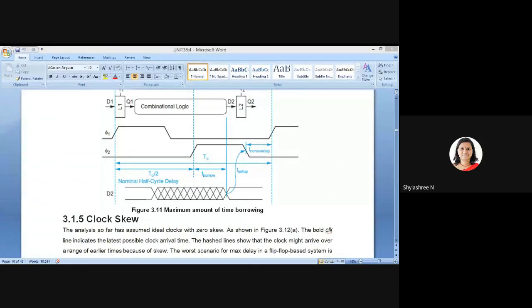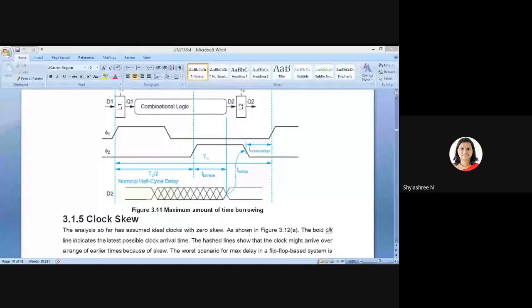What is the benefit for the designer for time borrowing? If you do time borrowing, hold time increases. No. What is the benefit? What is the advantage? The time borrowing has two benefits for the system designer.